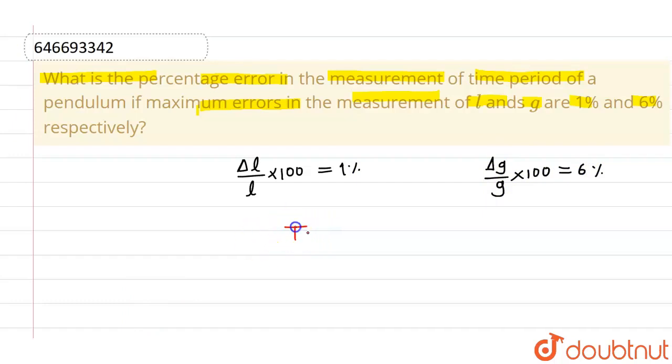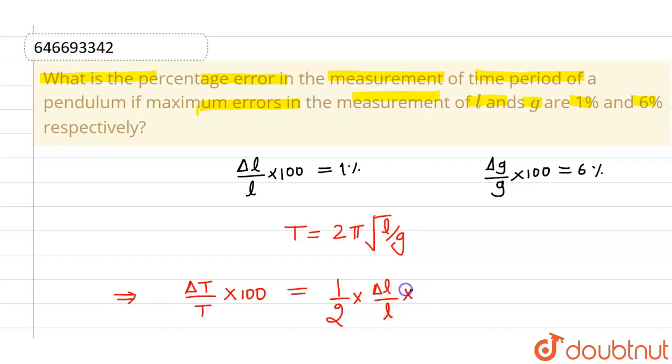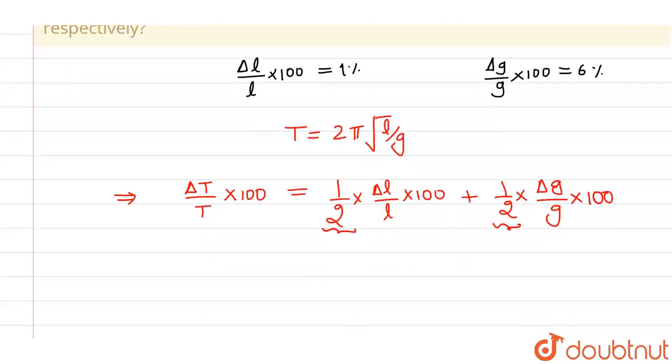So we know the time period of a simple pendulum is given by 2 pi root over L by g. Now if I try to write its error equation, then this will come out to be delta T over T into 100, and this will be equal to half into delta L over L into 100 plus half into delta g over g into 100. Okay, now why is this half introduced here? Because L is raised to power half and g is also raised to power half.